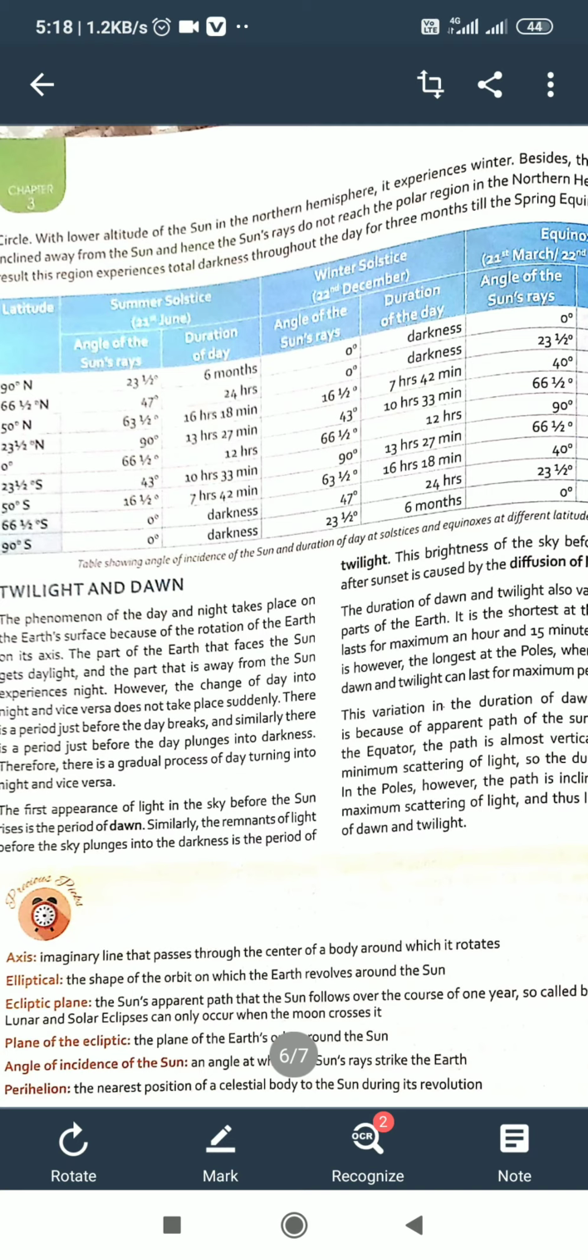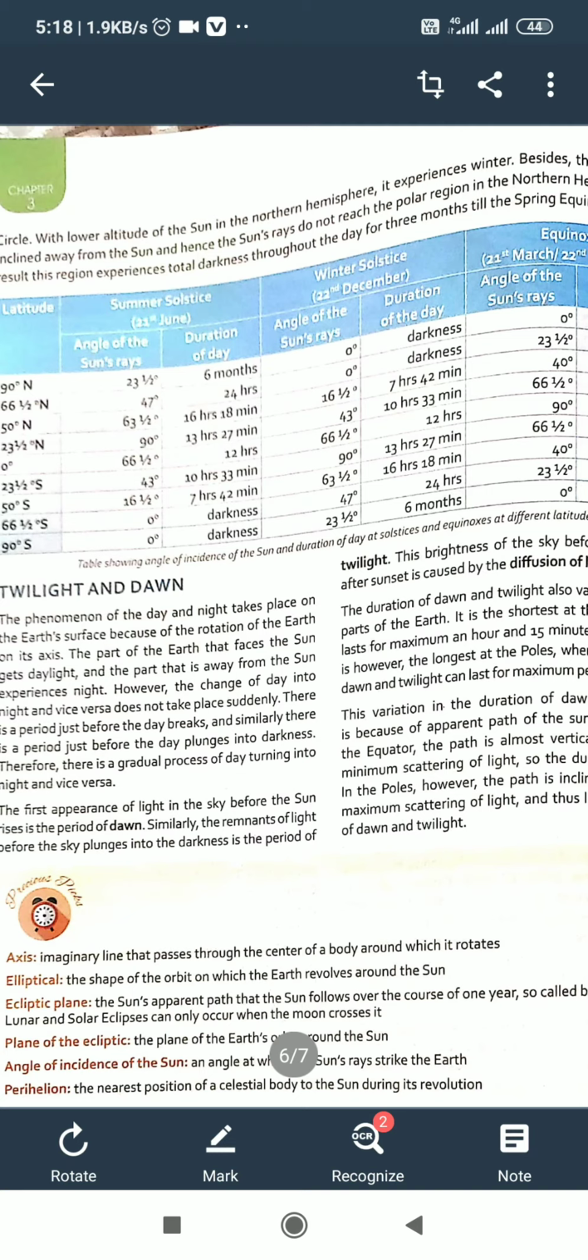Same we can talk about 23 1 by 2 degree south, angle of 43 degree. Duration of the day 10 hours 33 minutes. 50 degree south, 16 1 by 2 degree angle and 7 hours 42 minutes. 66 1 by 2 degree south, 0 degree angle, and it is complete darkness. 0 degree equator, and 90 degree south, complete darkness 6 months. Now winter solstice, student, I am going to test you.